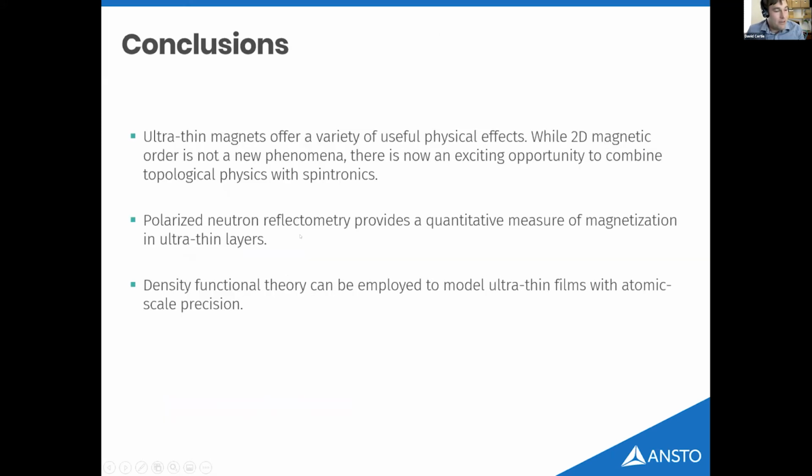So I thank you very much for listening and staying with me. Just in conclusion, these ultra-thin magnets offer really interesting and useful physical effects. Polarized neutron reflectometry is one of the very few ways to quantify the magnetization in absolute units. And DFT is a natural complement to polarized neutron reflectometry for very thin films. And we're able to model these with high performance computing. So hopefully this is an area where we'll see some growth in the coming years.